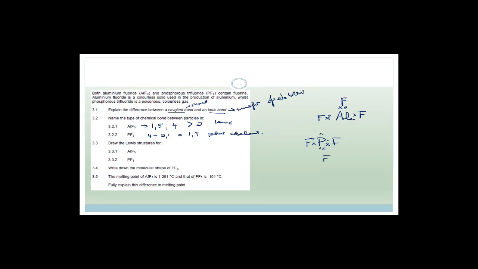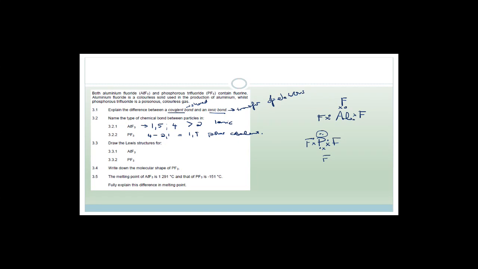Now it says write down the molecular shape of PF3. The molecular shape of PF3. Well, look at it. What do you think it looks like? Do you see that it's got a lone pair over there? Lone pair. So what does that mean? That means it is repelling its other three shared pairs of electrons.